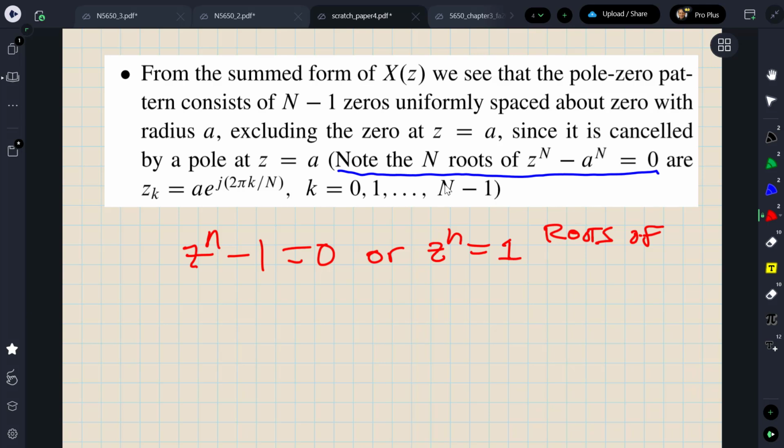I'll just leave it like that. What values of z when raised to the nth power will equal 1? Remember this from somewhere? Maybe in the S domain, maybe in calculus, what I'm saying. What are the n? This is called the N roots of unity. Or it should be capital N, I guess.